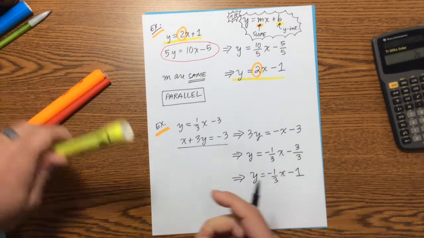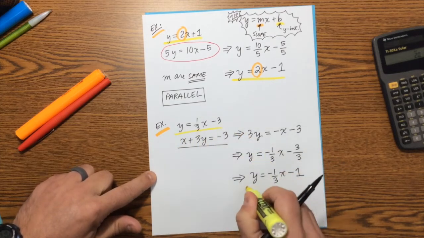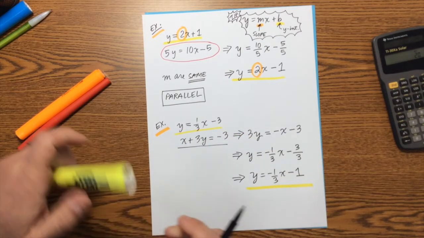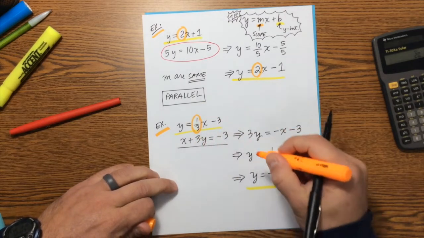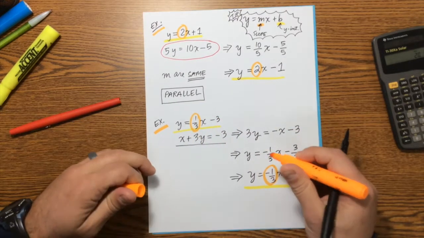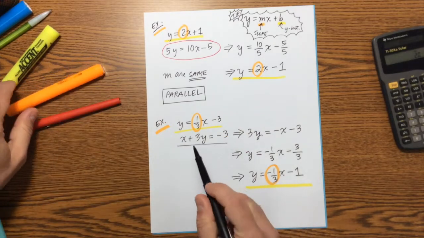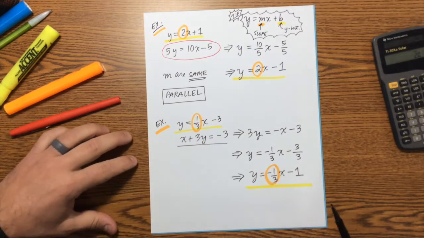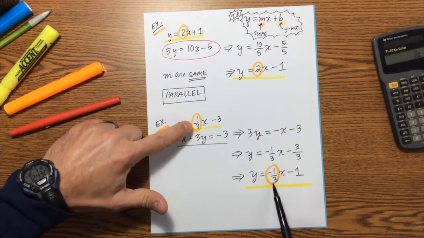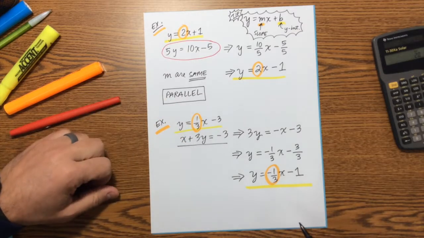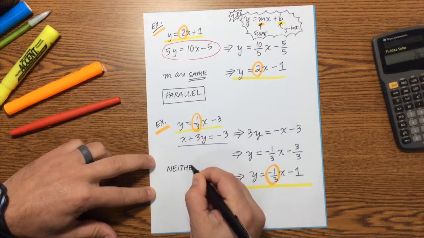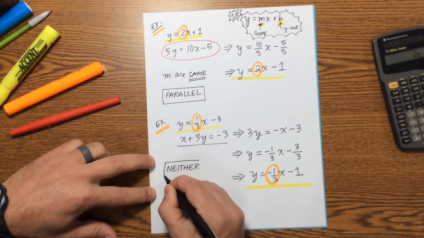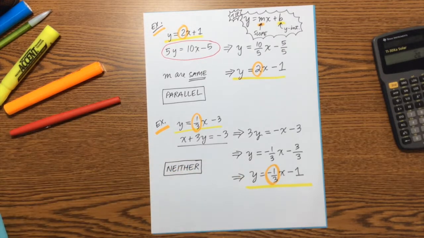Now we have two lines. Here's the first one in slope-intercept form, and there's the other one. I'm going to compare the slopes. There's a slope here, and there's a slope here. As I look at them, the only thing I notice is this one's positive and this one's negative, but they're not reciprocals, and they're not the same. So in this case, it's neither. It's neither parallel nor perpendicular.